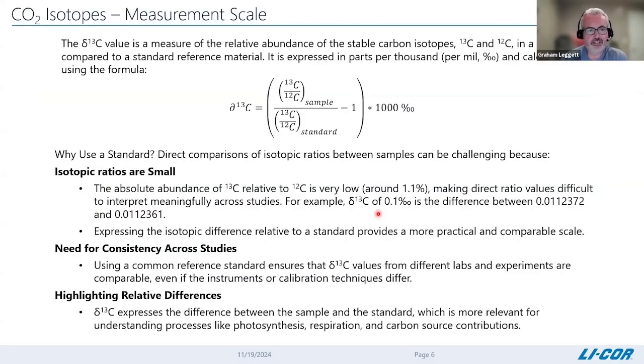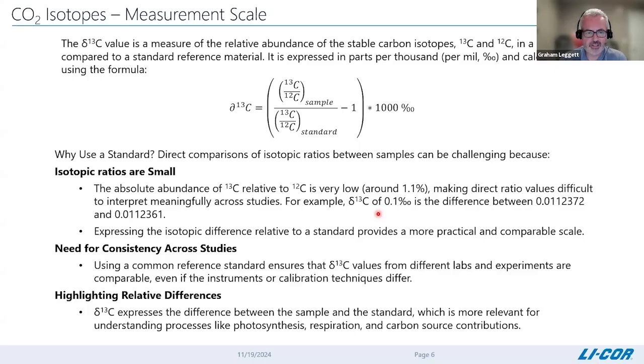It's worth featuring and trying to describe the measurement scale, the way that these measurements are reported, and it's perhaps slightly different if you're not used to dealing with isotopic measurements. The delta 13C value is a measure of the relative abundance of stable carbon isotopes, so C13, C12, for example, in a sample. And the way that's reported is to compare that to a standard reference material. It is expressed in parts per thousand or per mil, and calculated by the formula you see there. So it's looking at the 13C to 12C ratio of a sample divided by the same ratio for a given standard.